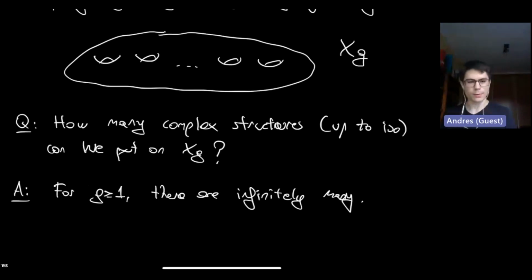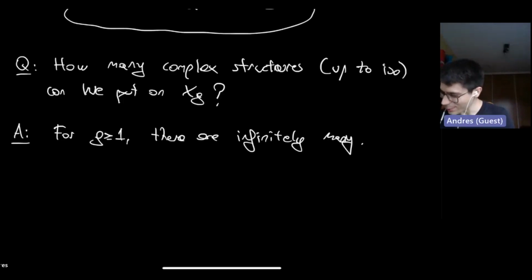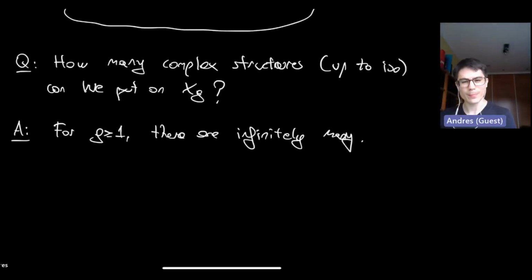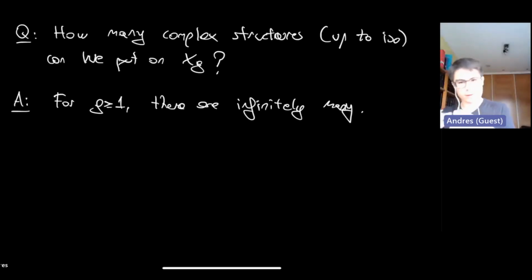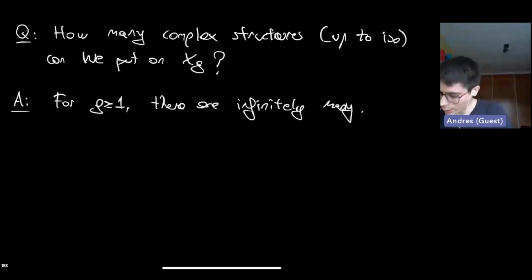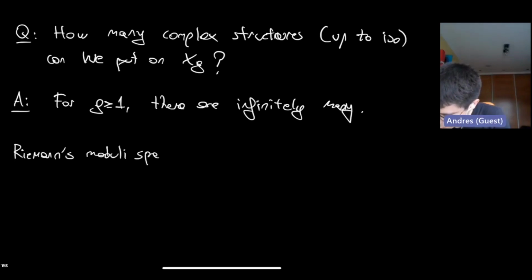So the question arises: that's not that great of an answer, maybe if we were hoping for a number, but can we somehow measure how many of these there are? And the answer comes in terms of a classification problem. This is solved by Riemann's moduli space. There's a way in which we can put some structure on the set of all such complex structures. It's called Riemann's moduli space.